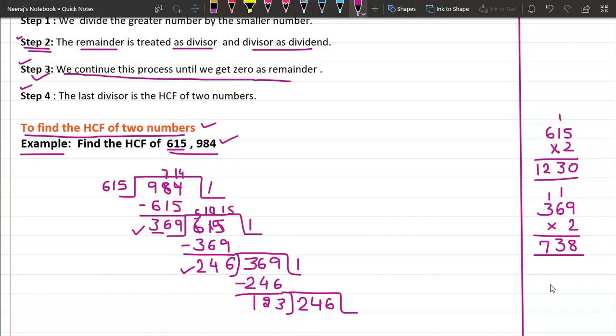So let's divide 123. You have to multiply by 2. 2 3s are 6, and 2 2s are 4, and 2 1s are 2. And this is coming exactly the same. So it means that it will be exactly divisible by 2. So 123 multiplied by 2 is 246, and you have got the remainder 0.